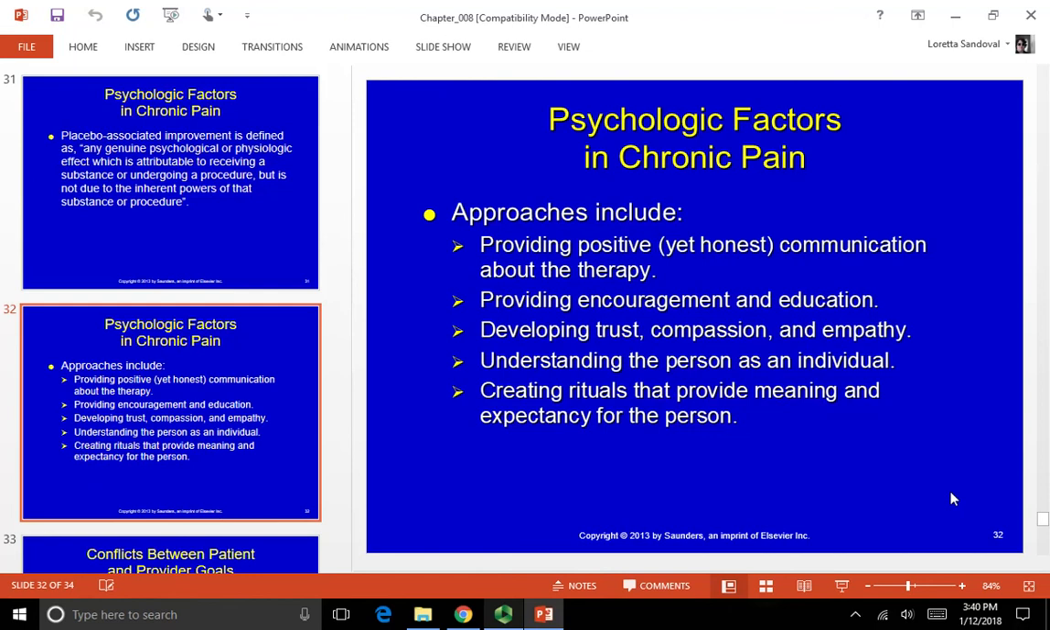Understanding the person as an individual. What are their individual challenges? And creating rituals that provide meaning and expectancy for the person. Give them goals that are achievable. Give them suggestions for things to do. Giving them positive steps that they can take to make themselves feel better can have a huge psychological factor in helping with chronic pain.